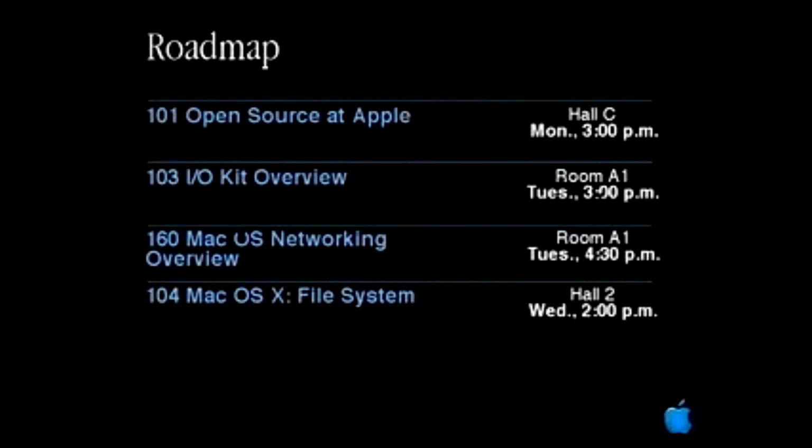I want to review real quickly the roadmap. There are a number of sessions that you can get involved in. Open source, we unfortunately already had. We talked a little bit about the open source story and how you can get involved. There's a lot of this stuff on the web. The IOKit overview is on Tuesday. Networking overview, we've got it right here, Tuesday at 4:30. File systems, Wednesday at 2.